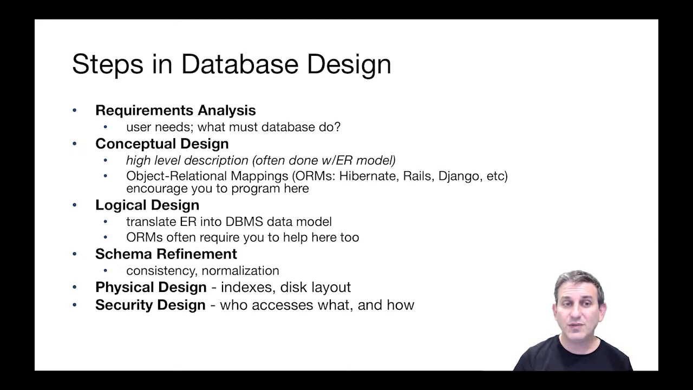The next step below conceptual design is logical design. And here we translate an entity relationship diagram, which is really a visual representation of your data, into a database management system data model, which is a strict relational representation of the data. ORMs often do this for you under the covers inside of a programmatic interface. And in fact, logical design can, to a degree, be automated. And we'll learn about that in subsequent lectures. Beyond logical design, then, you get a schema, and you need to refine that schema to make sure that it's consistent and normalized. And this is a process we will be learning about in a subsequent lecture as well.